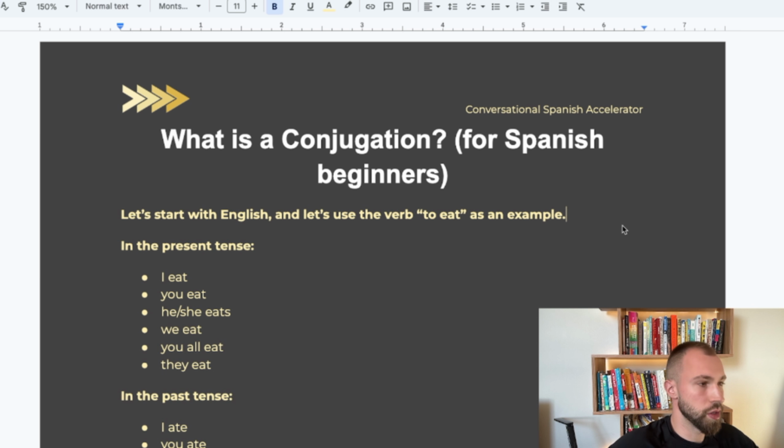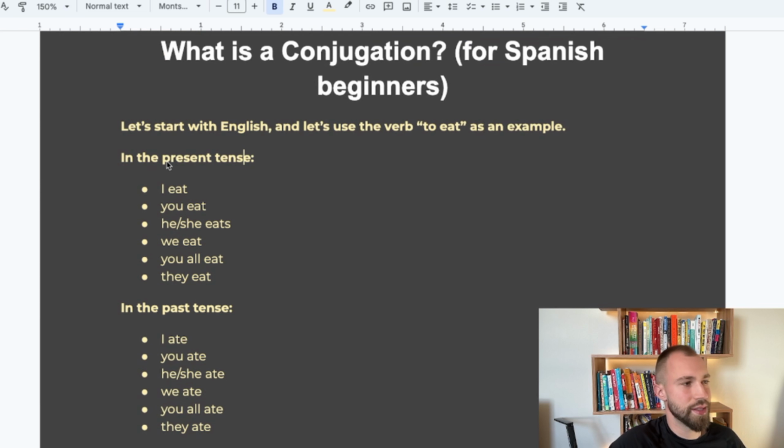Okay. So what is a conjugation? Well, we're going to start with English first. In the present tense, this is how you would say the verb to eat. You could say I eat, you eat, he or she eats. Basically, the way you modify the verb is a conjugation. In English, it's pretty straightforward. It's always just eat, except for he and she. It becomes eats with an S. So the conjugations stay pretty consistent in English.